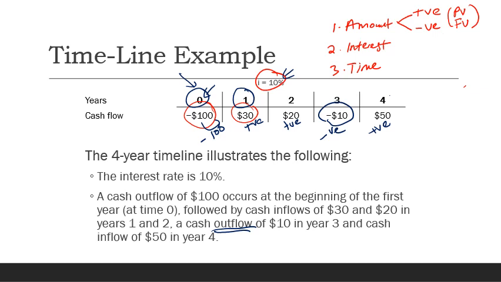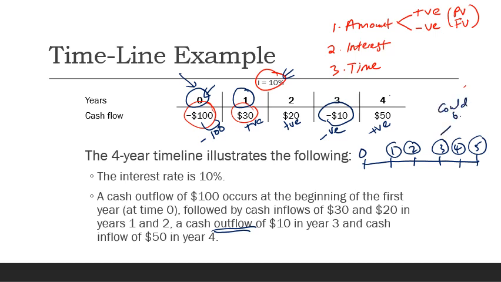So basically your timeline is a straight line that will start with 0 and will end at some later time. This time could be in years, months, weeks, and so on, depending on the question or the problem that you are facing.